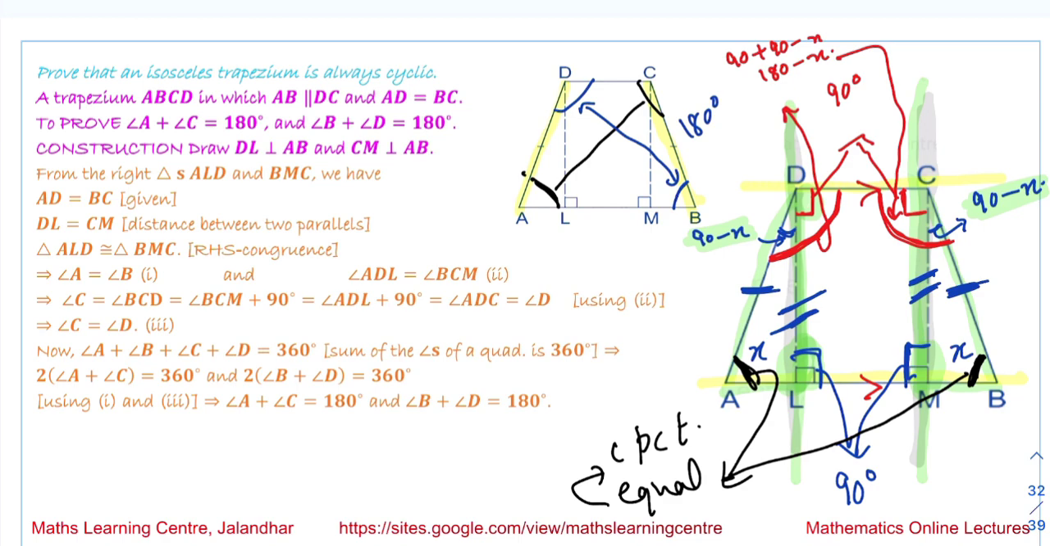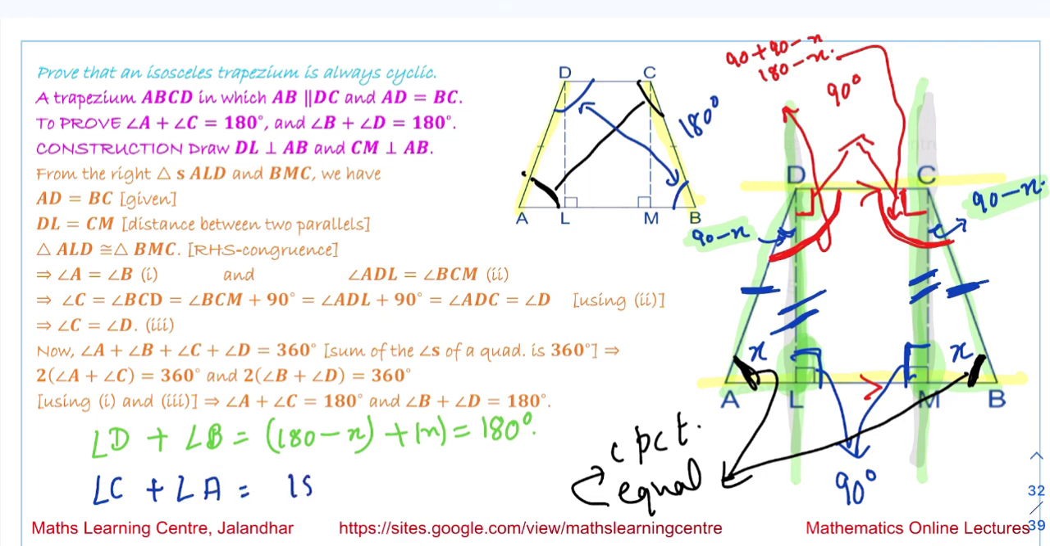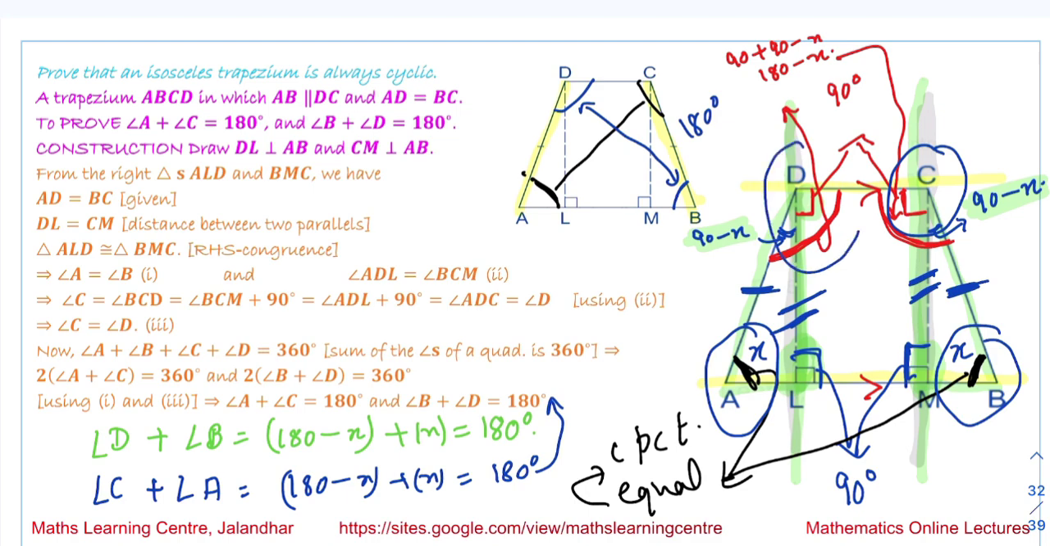Now if we find the value of angle at D plus angle at B, so angle at D is 180 minus X and angle at B is X, so the total angle we have is 180 degrees. Similarly angle at C plus angle at A, that is 180 minus X plus X, is equal to 180 degrees. So both these are equal to 180 degrees. So we have proved that an isosceles trapezium is always cyclic. Why? Because the sum of angles A and C, and the sum of angles B and D, are equal to 180 degrees.